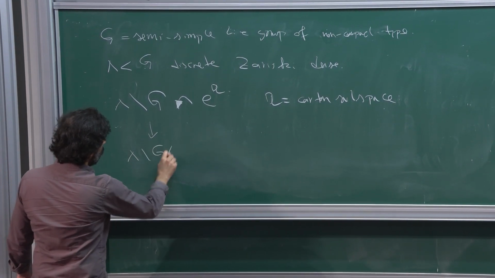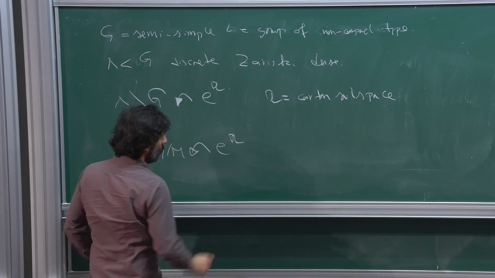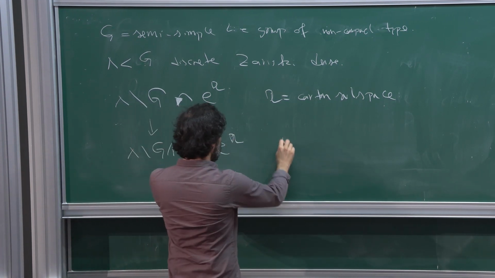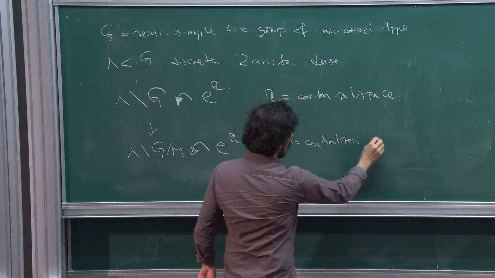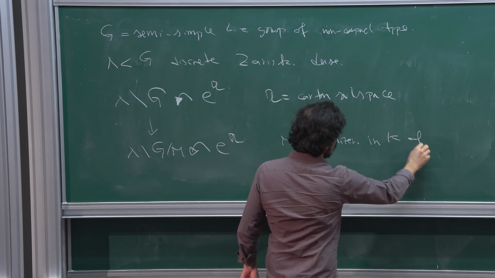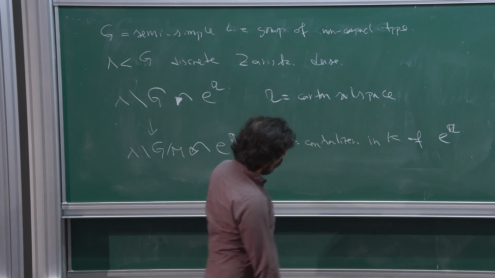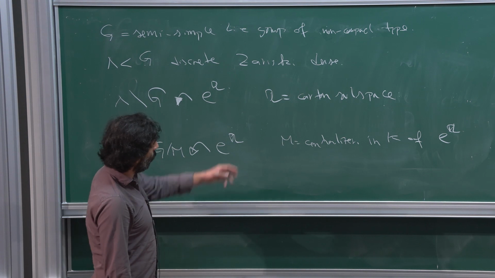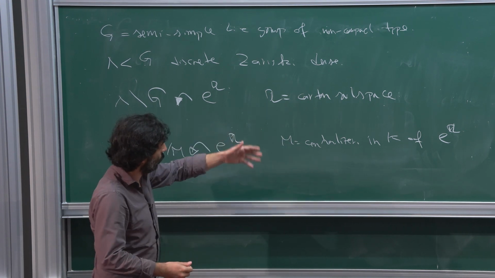which is we're going to quotient by M. So here, what is M? It is the centralizer in K of e to the A. So when we picked a Cartan subspace, essentially we also picked a point, right?